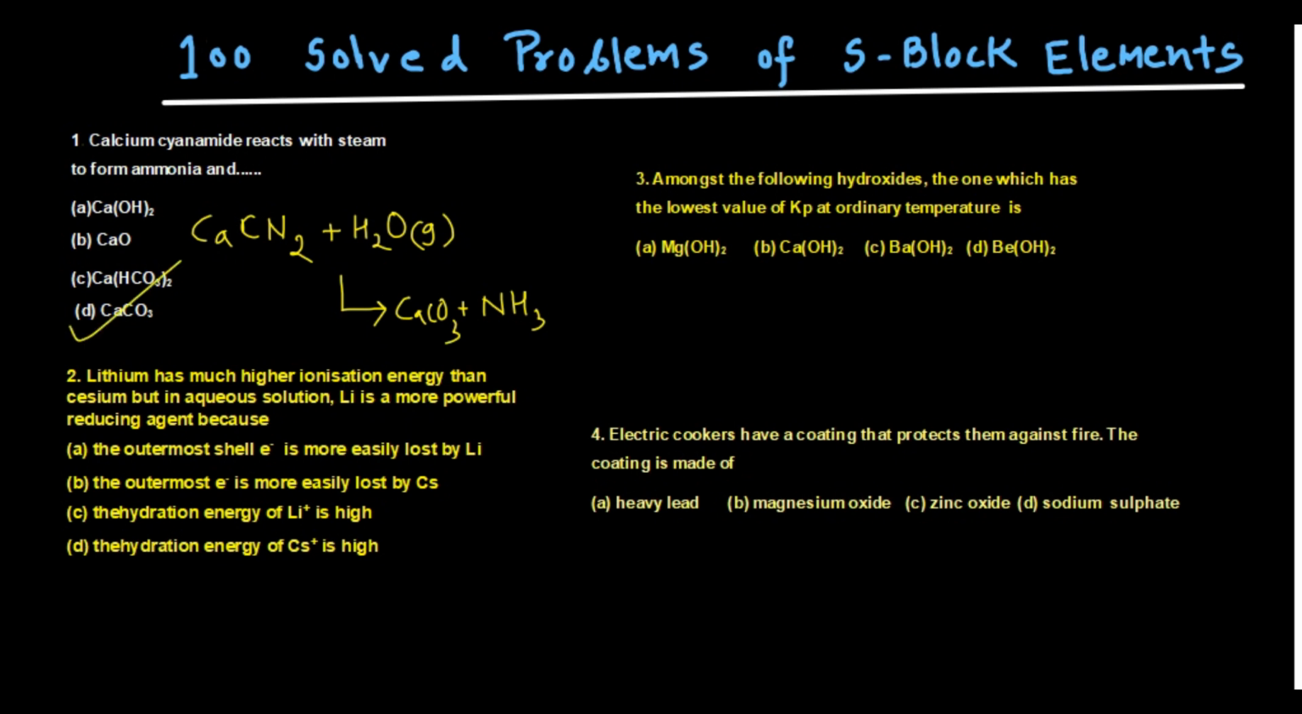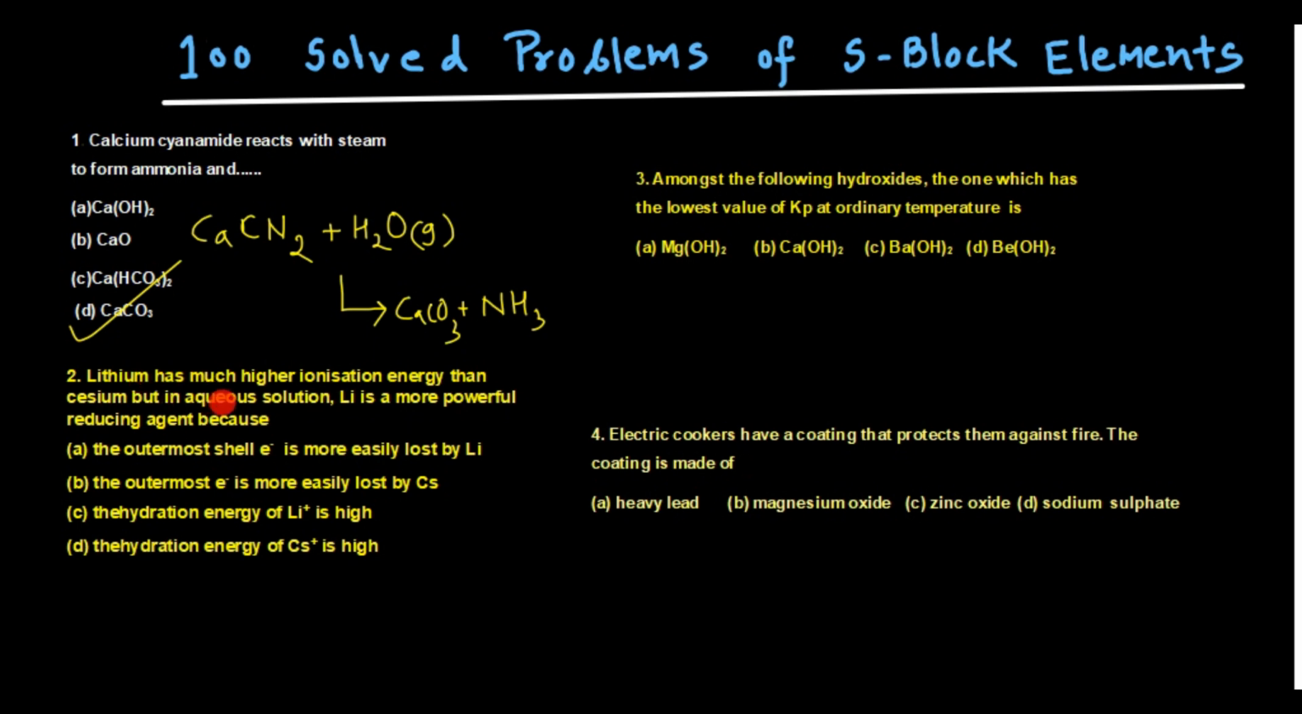Now moving to the next problem, problem number 2. Lithium has much higher ionization energy than cesium. It's quite obvious. Lithium is the first member of the series, and due to anomalous behavior, because it has a very small size and very high charge concentrated on that smaller volume, it has a very high ionization potential. This I have explained in my lecture also.